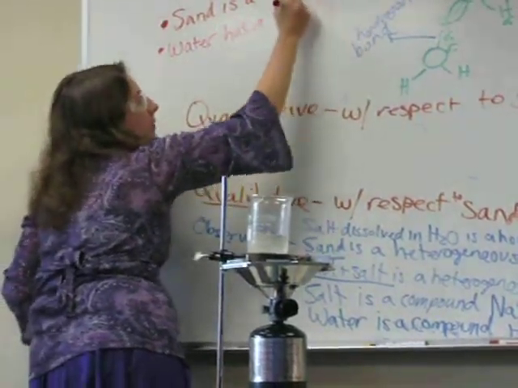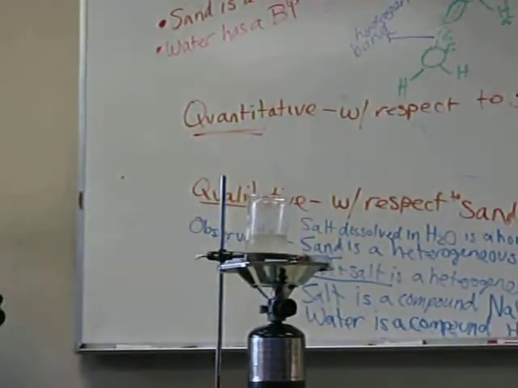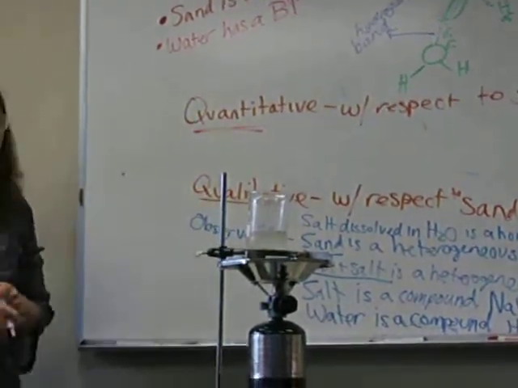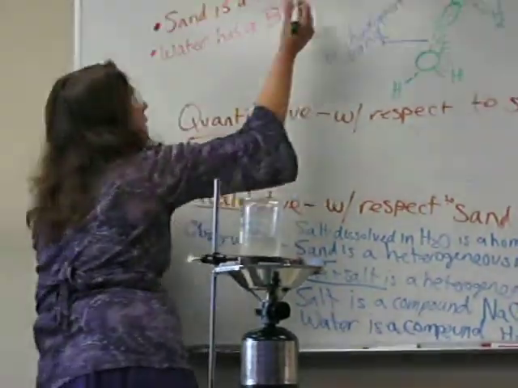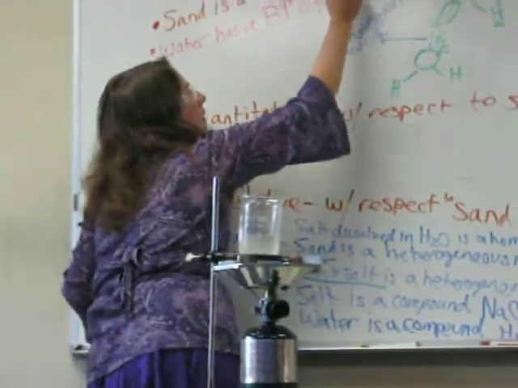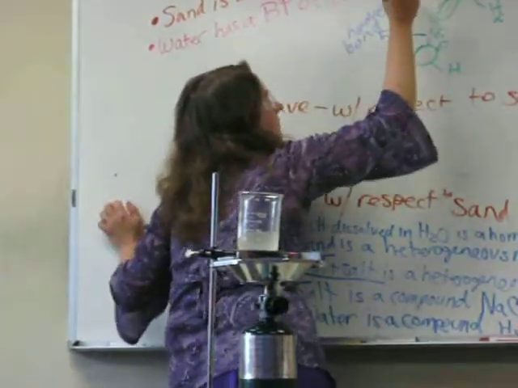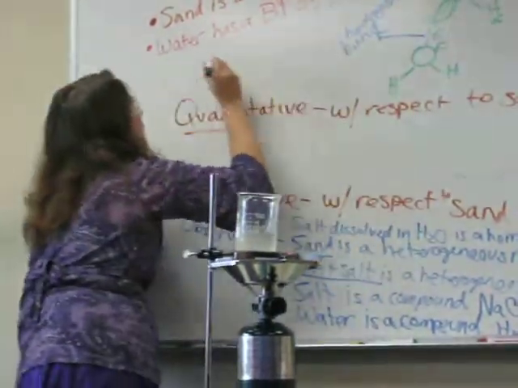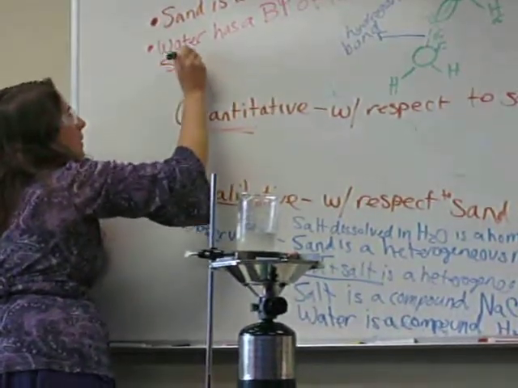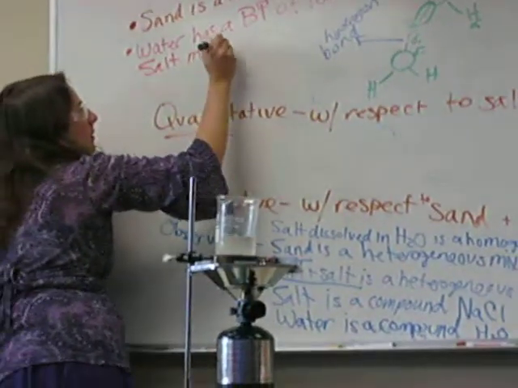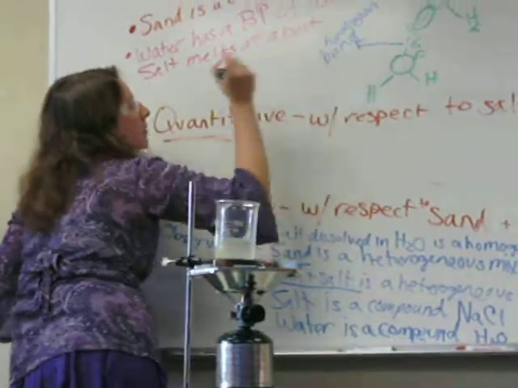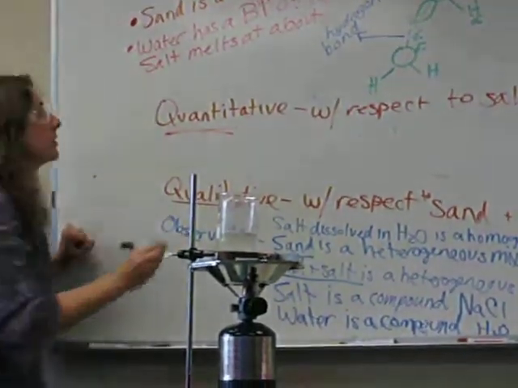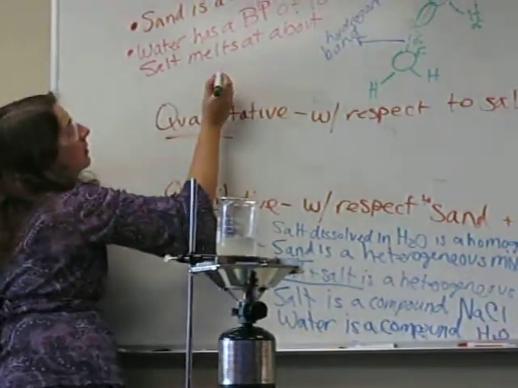I'm going to write BP for boiling point. From now on, I will always write BP for boiling point because I will write the word boiling point like 6,000 times this year. I don't have the melting point of salt memorized, but it's really close to 700 Celsius.